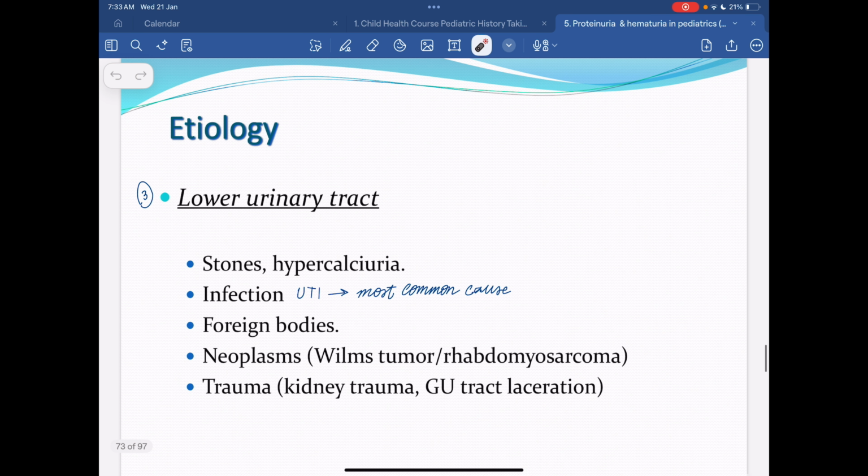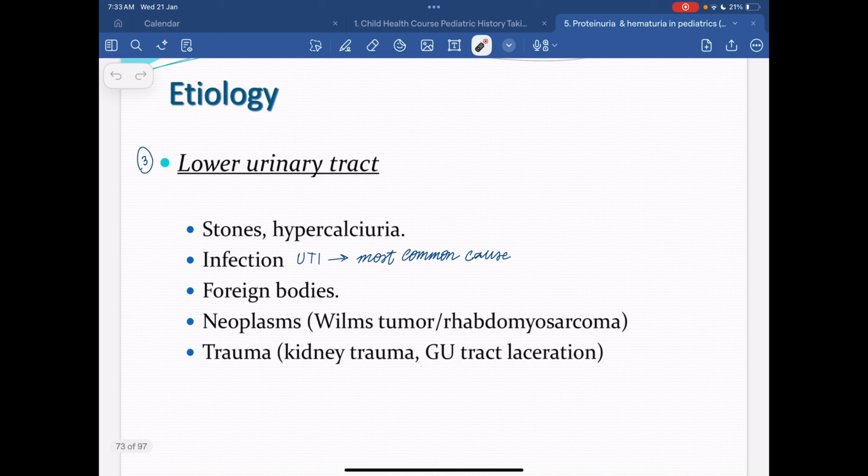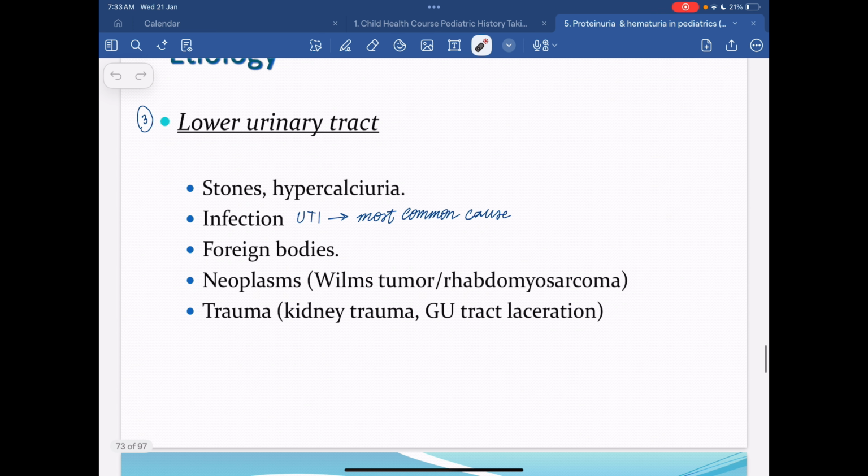Lower urinary tract causes could be obstruction or infection. So you have stones or hypercalciuria; the calcium can injure the urinary tract itself. Also infections, foreign bodies causing trauma, neoplasms such as Wilms tumor and rhabdomyosarcoma, and trauma, such as kidney trauma and genitourinary tract laceration.